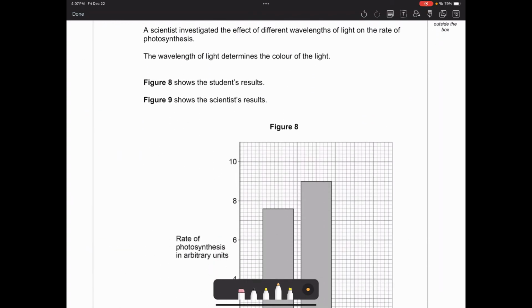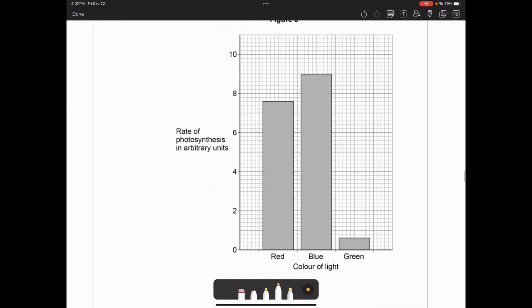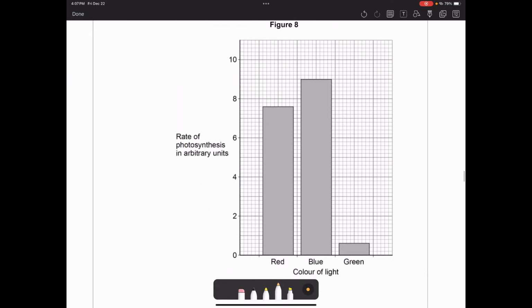A scientist investigated the effect of different wavelengths of light on the rate of photosynthesis, and you're told the wavelength of light determines the colour of the light. So figure 8 shows a student's results, figure 9 shows a scientist's results. If you look at the student's results first, you can see the colour of light and the rate of photosynthesis in arbitrary units. So you've got red and blue, pretty similar, but green light, okay, not much photosynthesis at all.